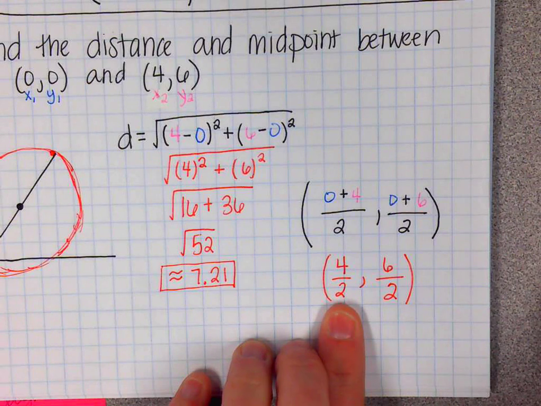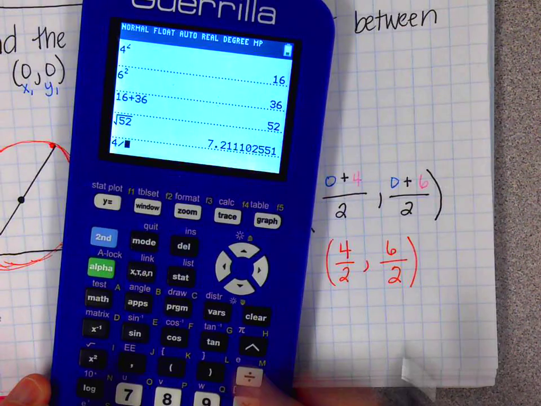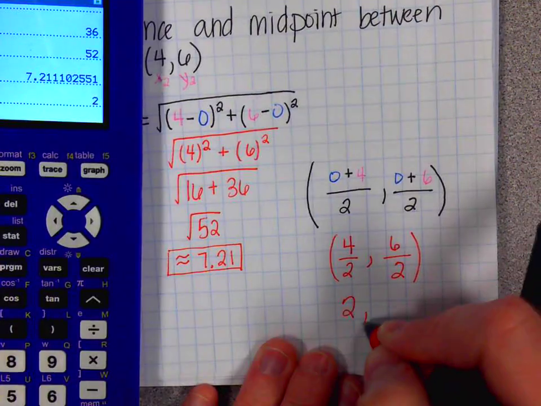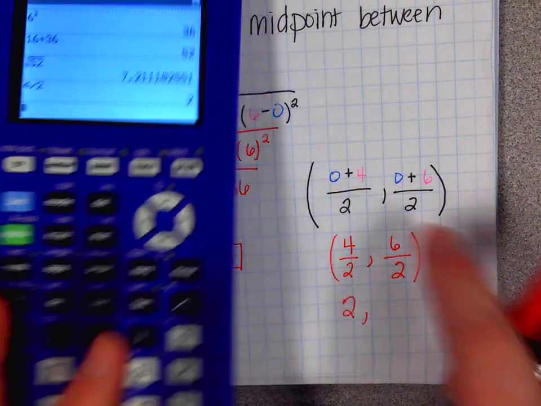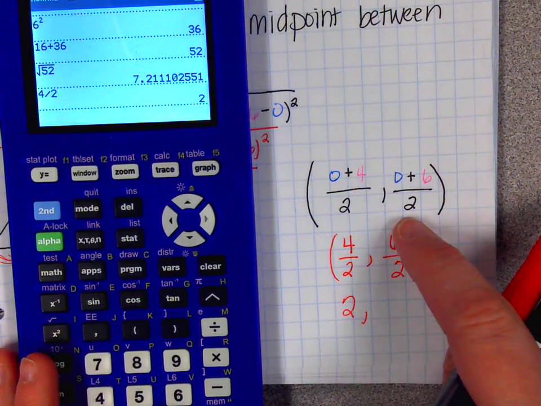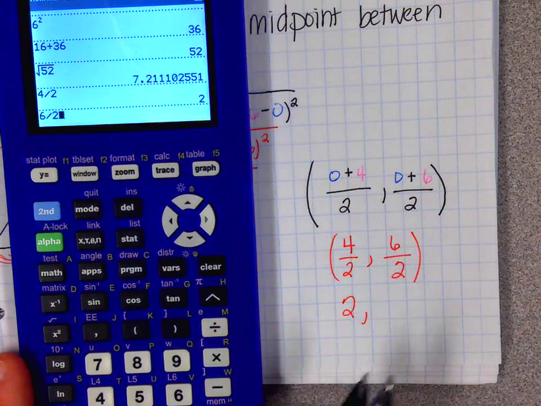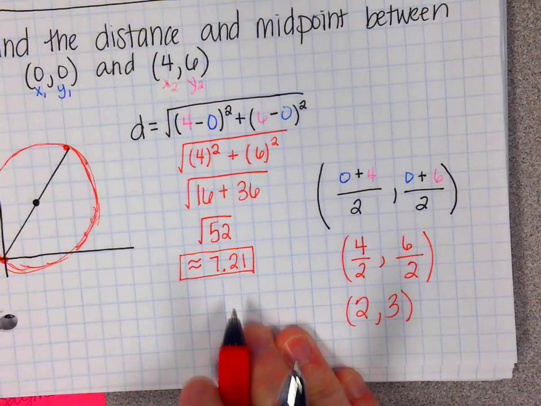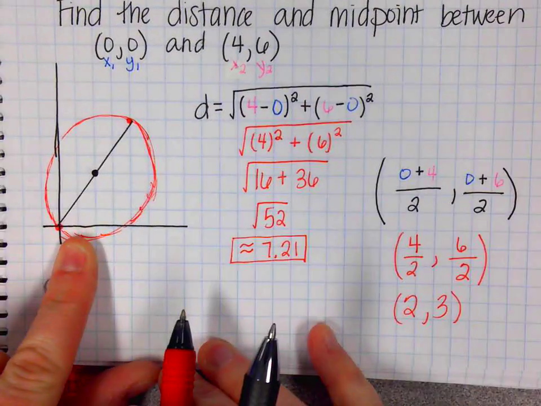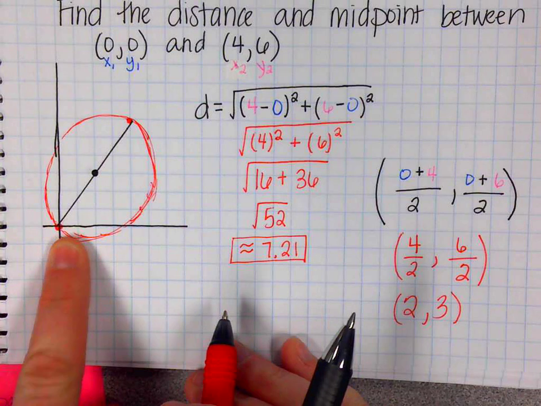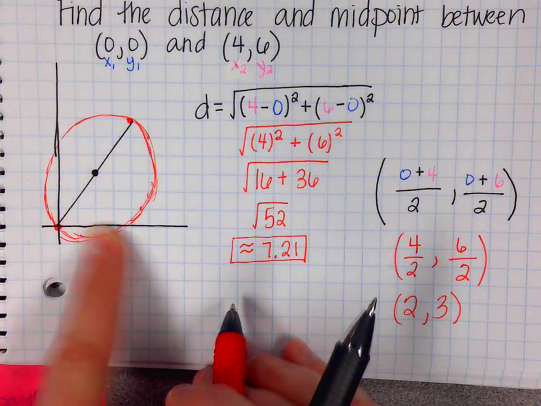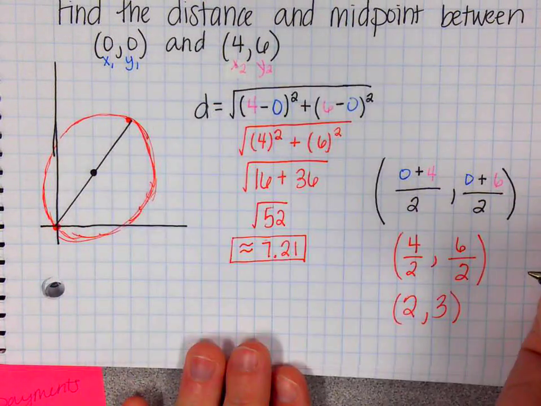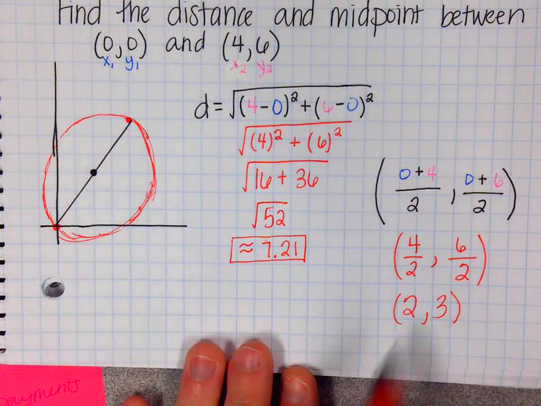4 divided by 2 is 2. 6 divided by 2, remember to write a fraction like this, you just do top divided by bottom. So 6 divided by 2 is 3. That would be my midpoint, which we have already marked, and that would be the center of a circle with those 2 points. So our distance, or our diameter in this case, would be 7.21, and then our midpoint would be 3.